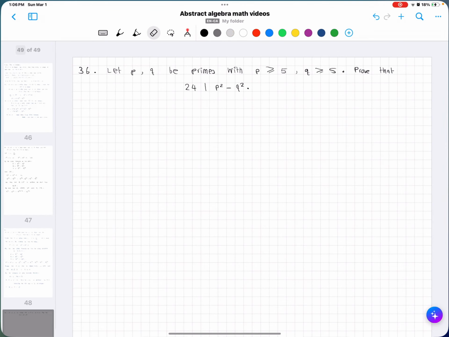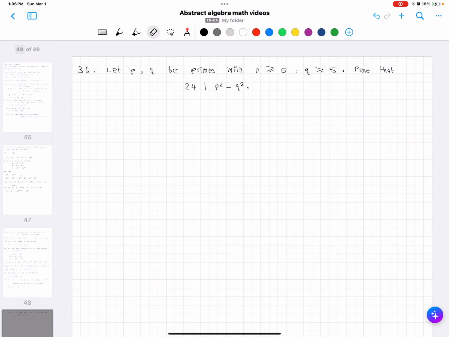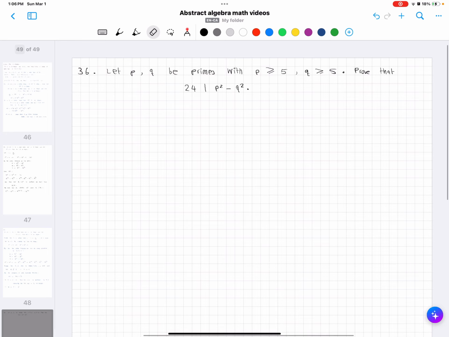Hi everyone. So in this problem, I'll be proving the last problem of this subsection, and I'll use ideas from congruences, and I'll present those ideas soon in future videos, probably within this week. So yeah, let's continue. So how can we solve this?